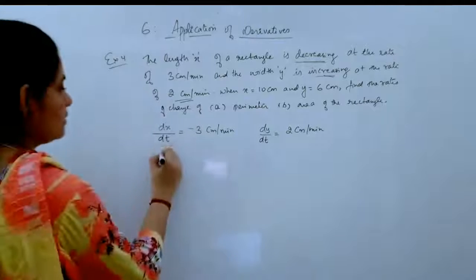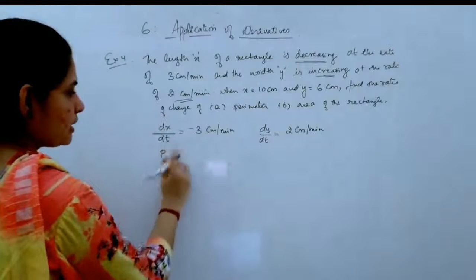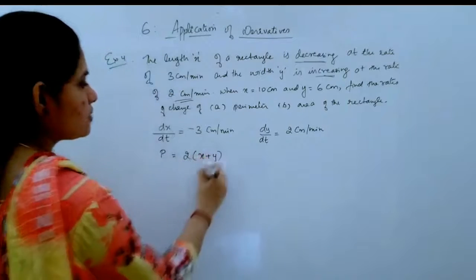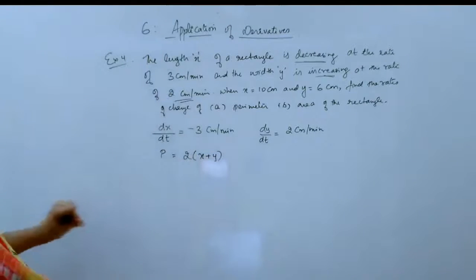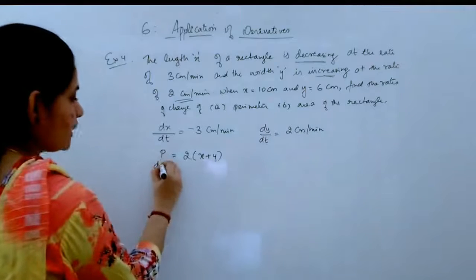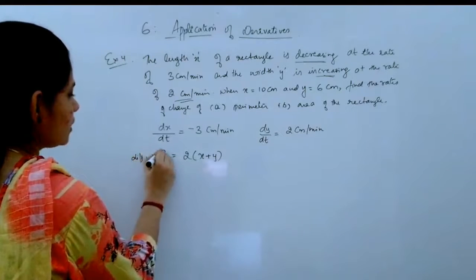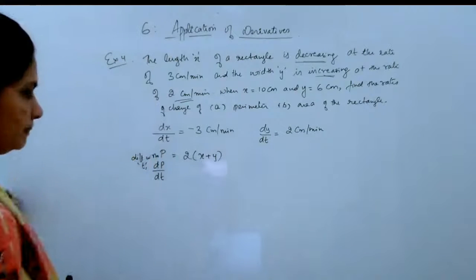Now for dP by dt, starting with perimeter, what is the perimeter of the rectangle? Perimeter of rectangle is 2 into L plus B. So P is equal to 2 into, instead of L you have x plus y. So this is the formula of perimeter of a rectangle. From here you have to find out what is dP by dt. So we are differentiating with respect to t.